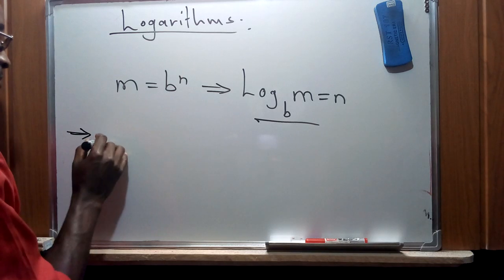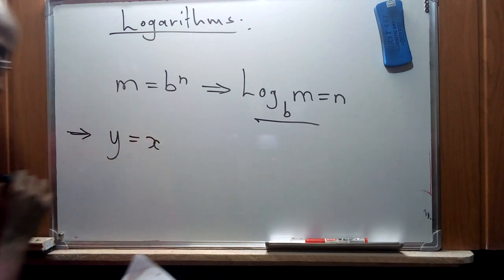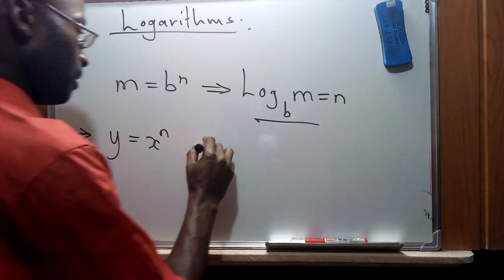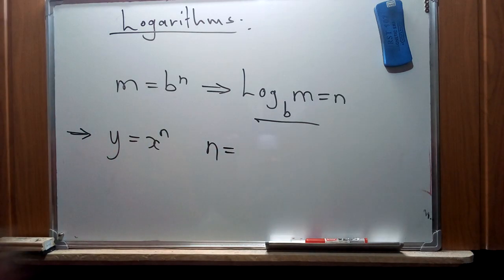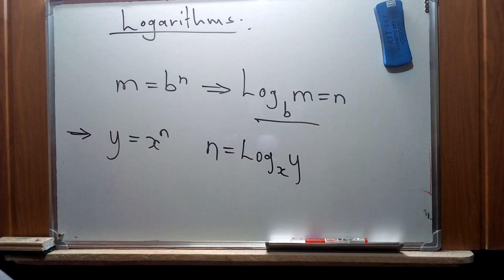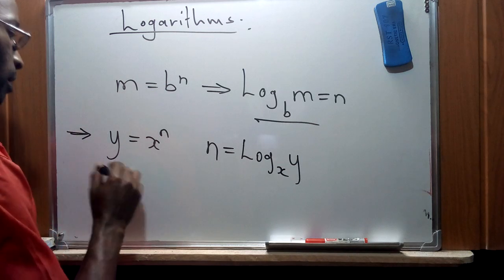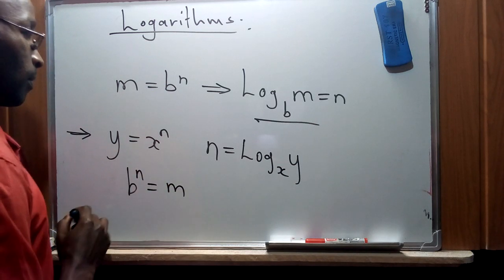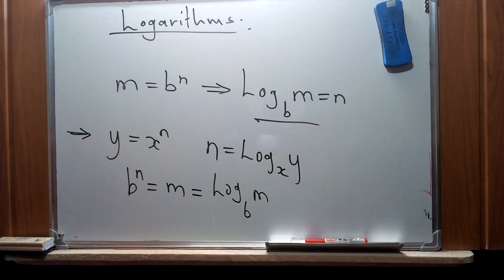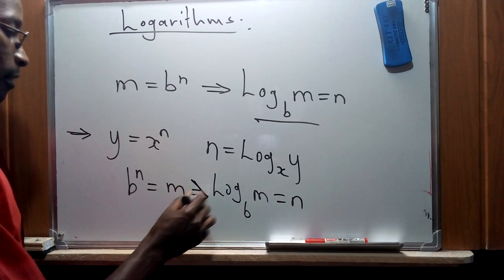We can also have a function which is another exponent, that is y is equal to x raised to power n. Then this can be rewritten as n, which is the exponent, is equal to log to base x of y. So we are looking at the relationship between logarithms and indices. As we can see from this, b raised to power n is equal to m, therefore implying log to base b of m is equal to n. This will be the implication of that.